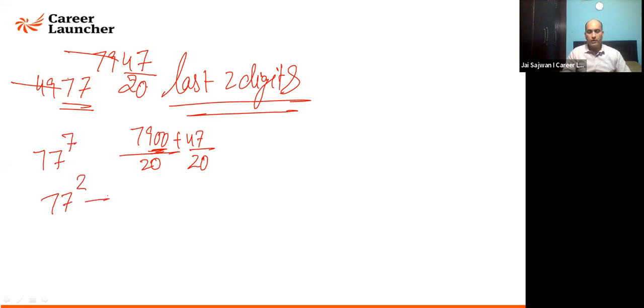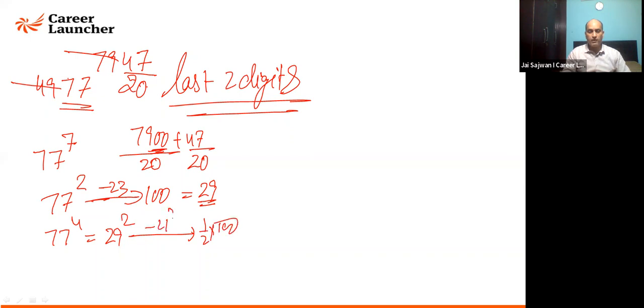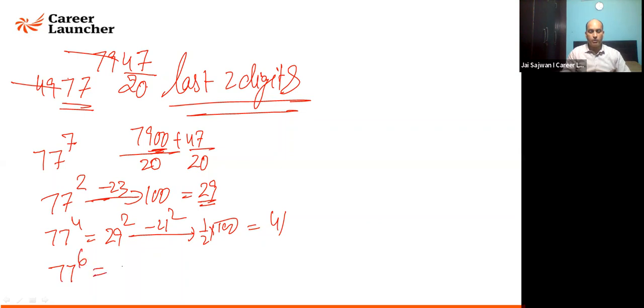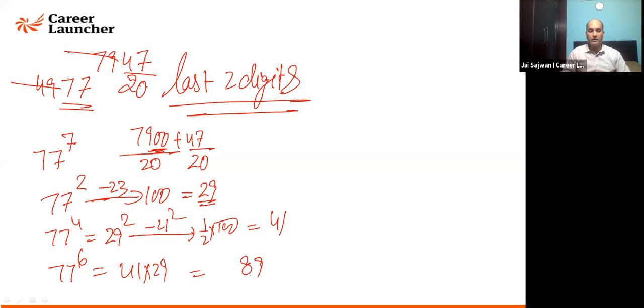What is 77 square? It is 23 less than 100. Can I say 529? I'll take 29. 77 to the power of 4 is 29 square. Can I say from 50 it is 21 less, 21 square is 441? Can I say 77 to the power of 6 is 41 into 29? 9 ones are 9, 9 fours are 36 plus 2 is 38. 89 is there.